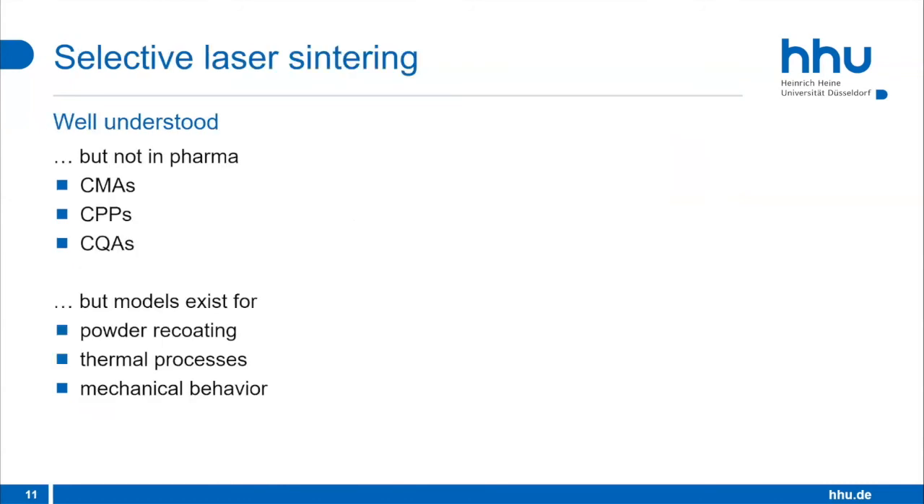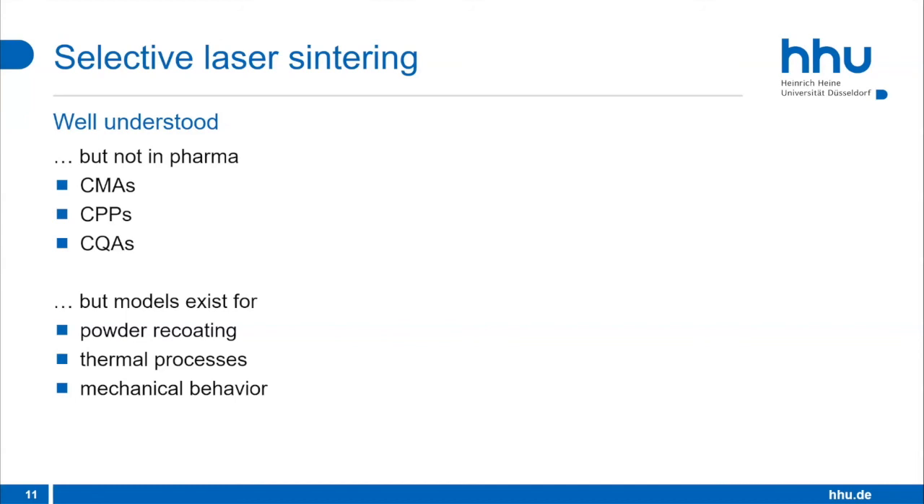at least in pharma. It's usually a very well understood technique, but in pharma, we are still missing the critical material attributes, the critical process parameters, and the critical quality attributes, even though there is, of course, some guidance from what is published in different industries and the pharmacopoeias. But there needs to be much more knowledge generated in this regard.